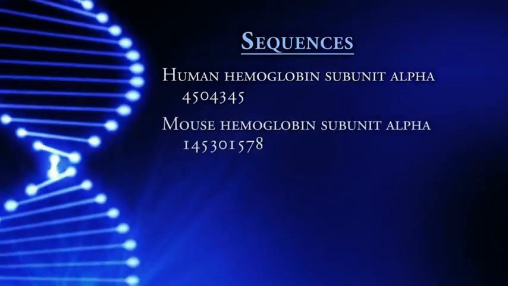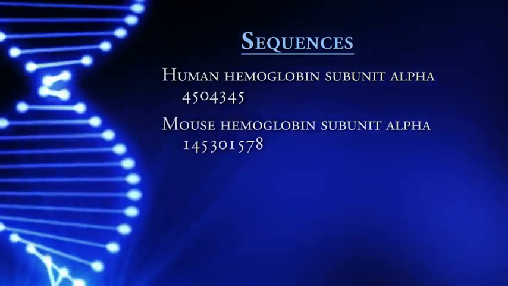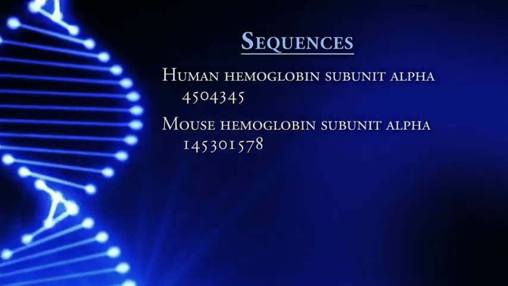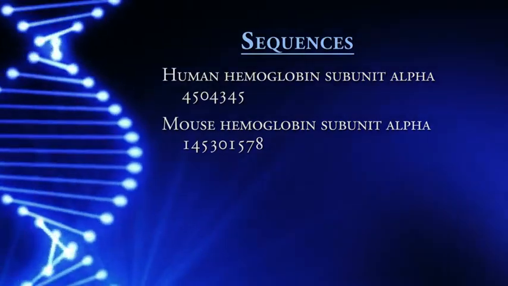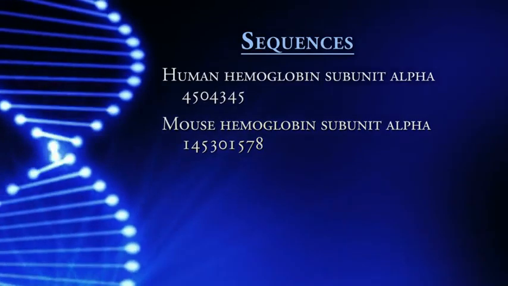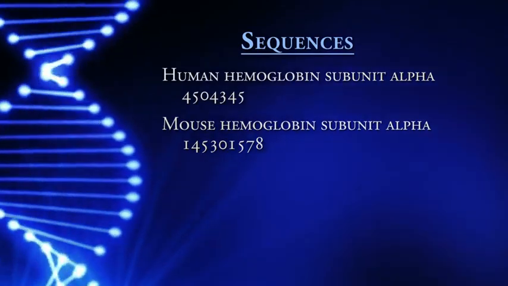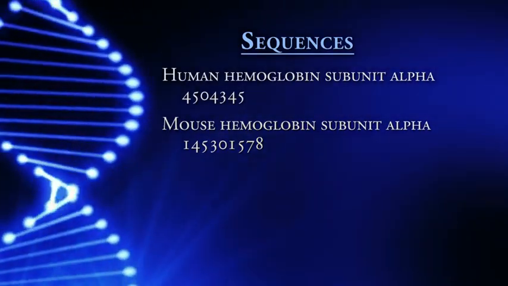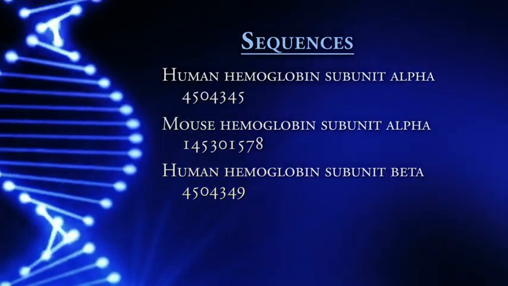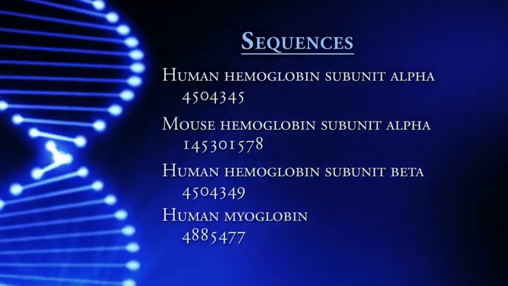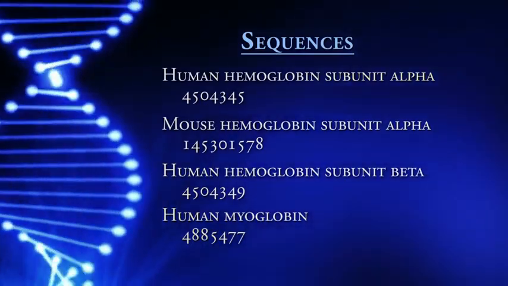The second is mouse hemoglobin subunit alpha. It is called an ortholog. It's the equivalent or most related protein to the human hemoglobin subunit alpha. Orthologs tend to be closely related sequences, but across species. The final 2 sequences are also relatives of hemoglobin subunit alpha. Subunit beta shares a common ancestor through gene duplication. Human myoglobin also shares a common ancestor with subunit alpha.